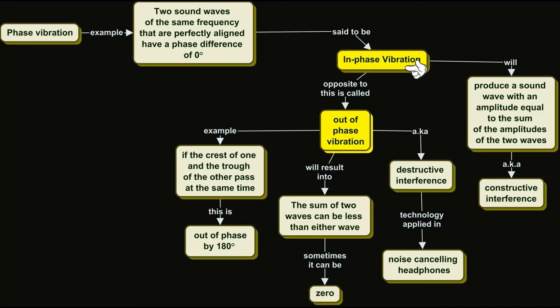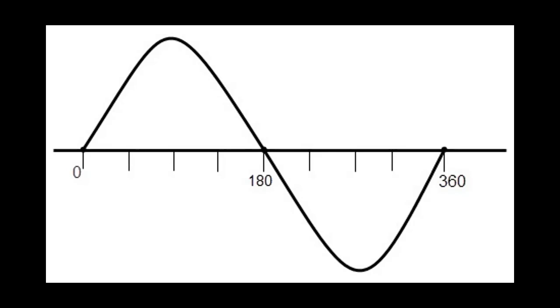This in-phase wave is the exact opposite of an out-of-phase wave. An example of an out-of-phase wave is when the crest of one wave and the trough of the other wave pass at the same time. This phenomenon is called out of phase by 180 degrees. So we will start with 180 degrees. For example, we'll use the color blue to illustrate the second wave that will cause the out of phase. So we'll start from 180 degrees.